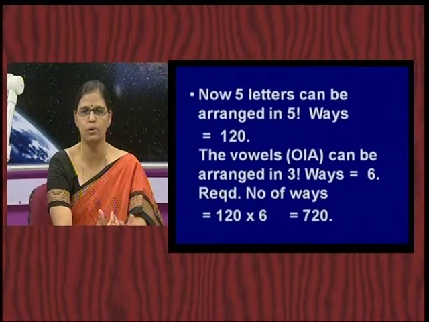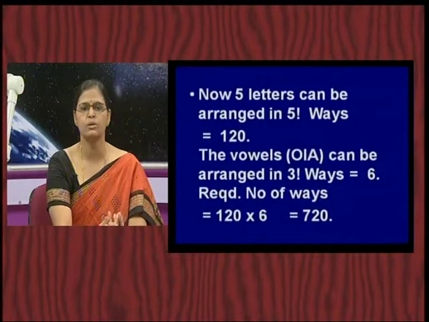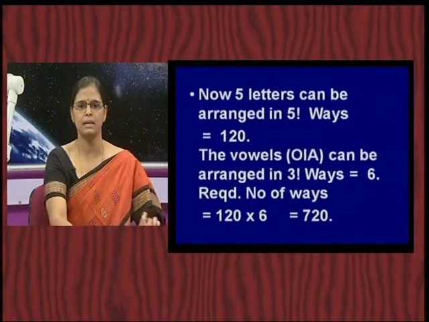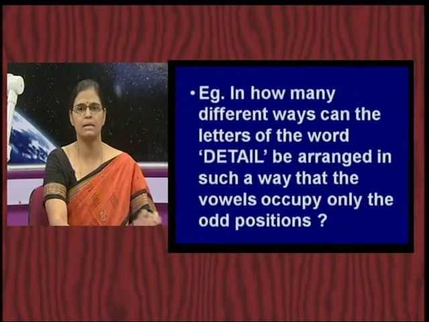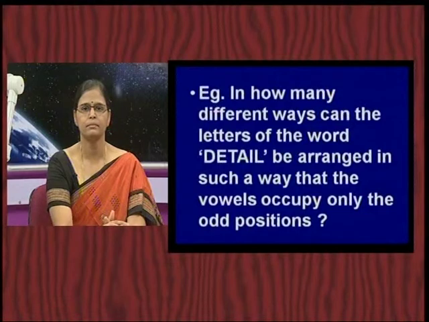and vowels as one identity or one letter be arranged. And is the word. So, it has to be 120 into 6, 720 is the answer. Now, let me take you to another example. How many different ways?